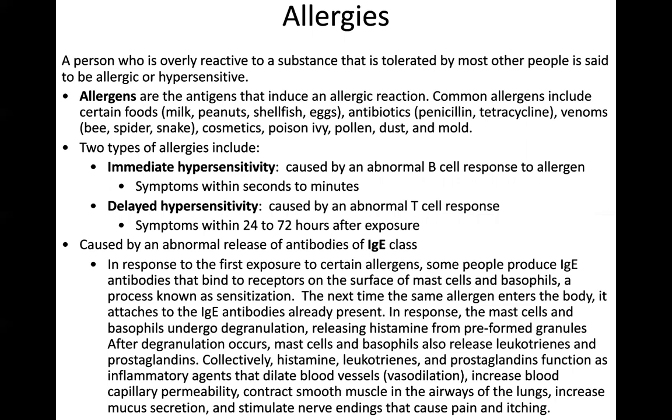In the case of immediate, we see these symptoms within seconds to minutes. For me, it's like walking into my wife's stepmom's house because she's got cats, and I start sneezing and itching and all that wonderful stuff within a short amount of time. In the case of immediate hypersensitivity, it's caused by an abnormal B cell response to the allergen. Whereas in delayed hypersensitivity, it's an abnormal T cell response, and the symptoms take a day to 3 days after exposure to set in.